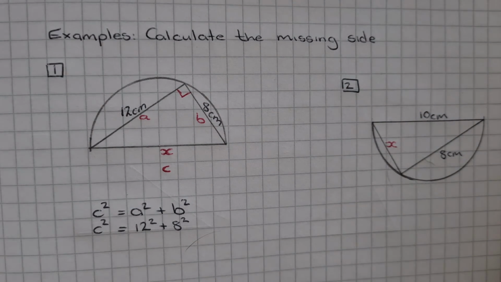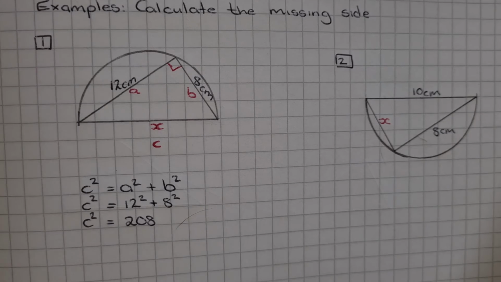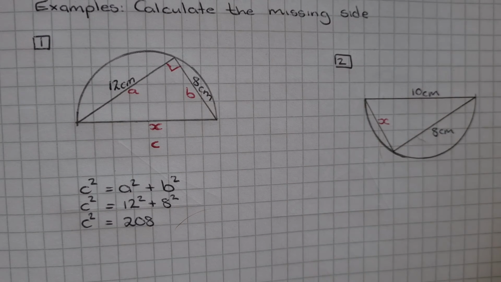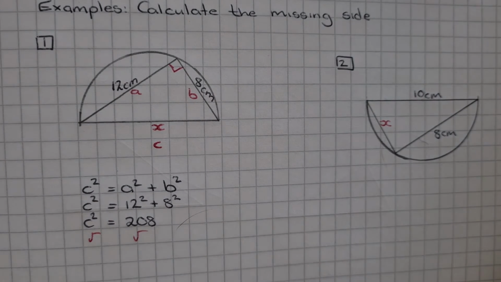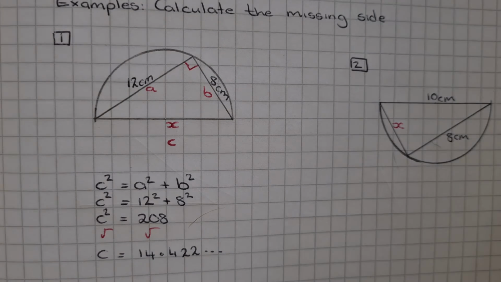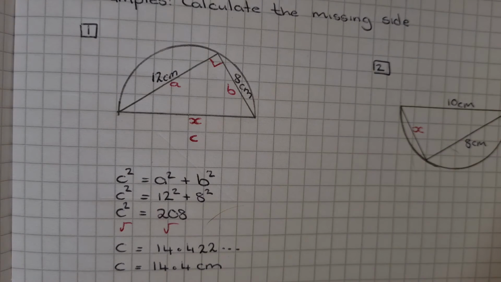On the next line, put in your numbers, so 12 instead of a and 8 instead of b, so we've got 12 squared plus 8 squared. Calculate what that is, so it ends up being 208. At this point we need to square root both sides of the equation, and the square root of 208 is 14.4222051. It keeps going. So on the next line we're going to round it to one decimal place. So the missing side is 14.4 centimetres.